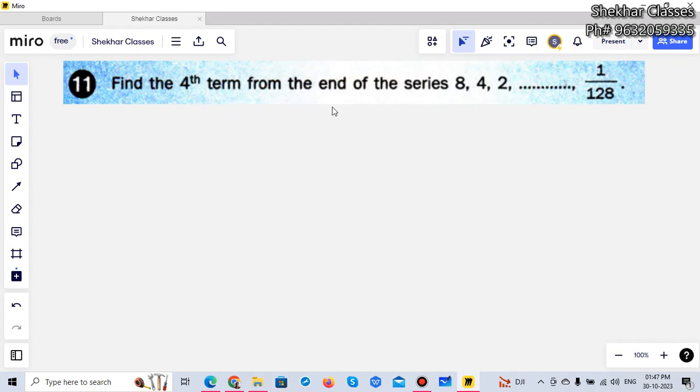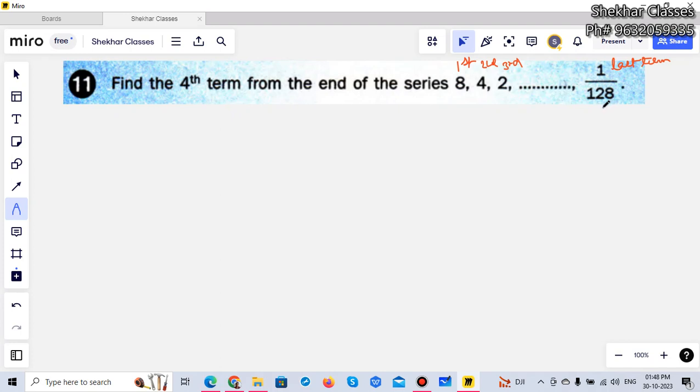Find the fourth term from the end of a series 8, 4, 2, and finally we have the last term as 1 upon 128. So see, we don't have to find the fourth term from the beginning. Means the fourth term from here. This is the first term, this is the second term, this is the third term, and this is the last term, we can call it as. We don't have to find from first the fourth term, but in fact from the last term, right?